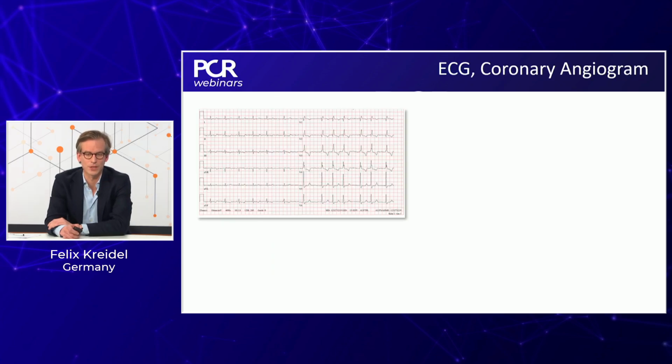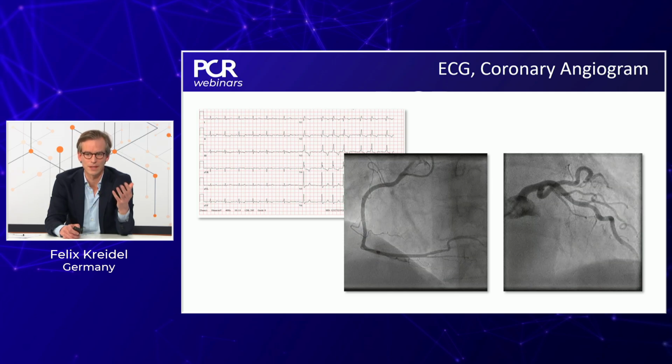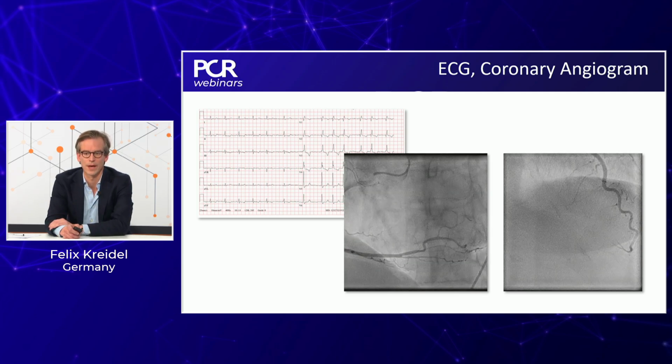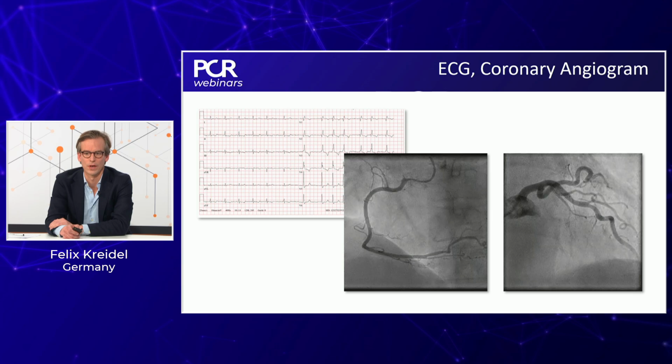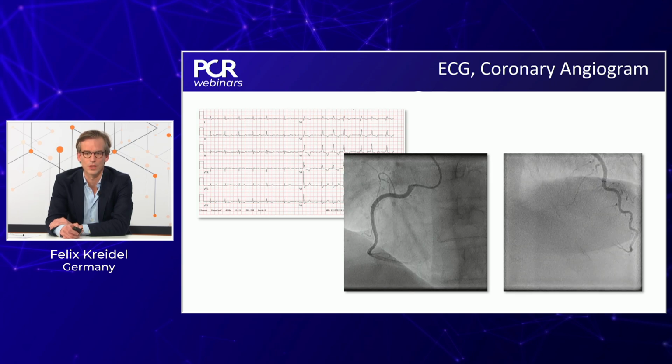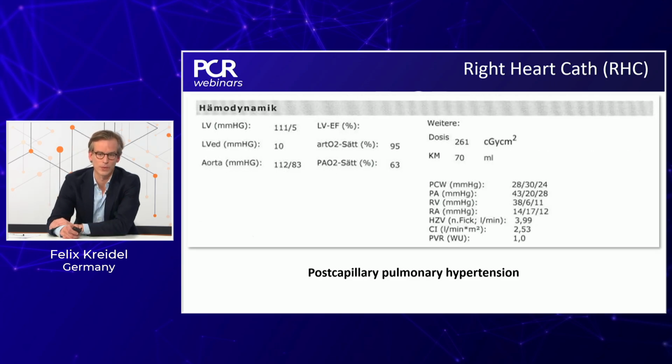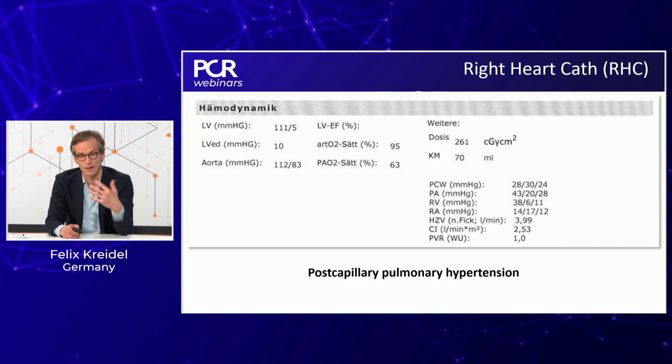Her ECG, we've mentioned, showed persistent atrial fibrillation. Invasive workup included a coronary angiogram that ruled out coronary artery disease. And then, very importantly, we did a right heart cath that was positive for post-capillary pulmonary hypertension. You always want to quickly focus on the wedge pressure, which was 24, mean PAP 28, and a cardiac output of 4 liters per minute that then calculated to a PVR of 1.